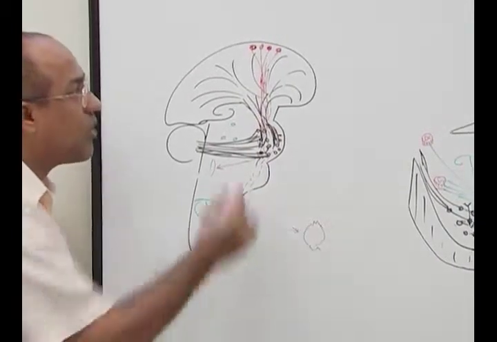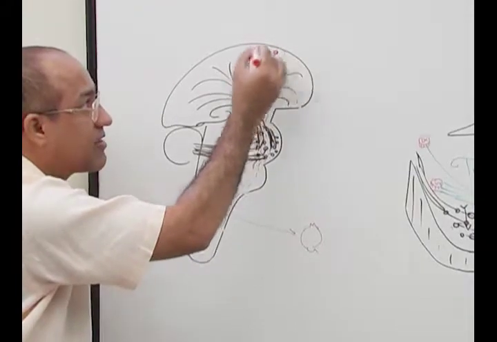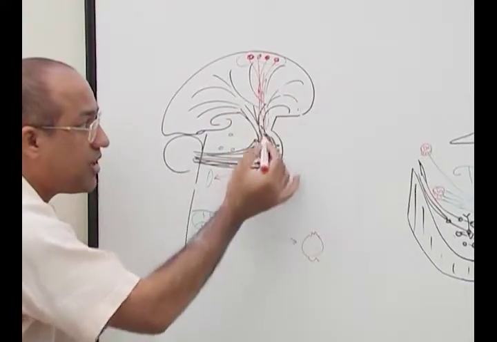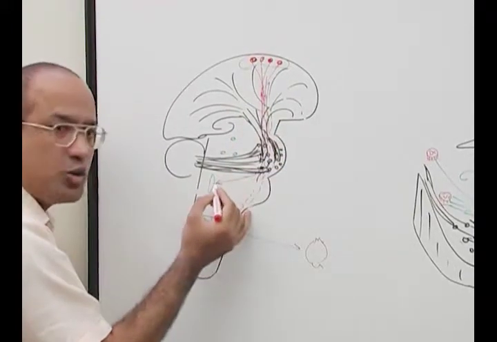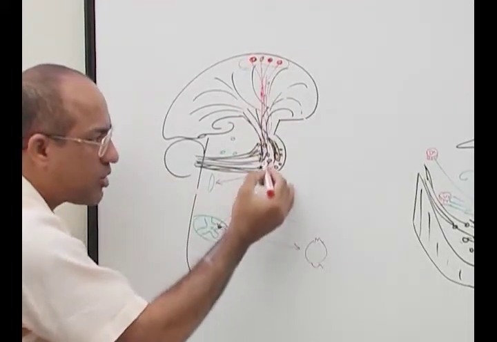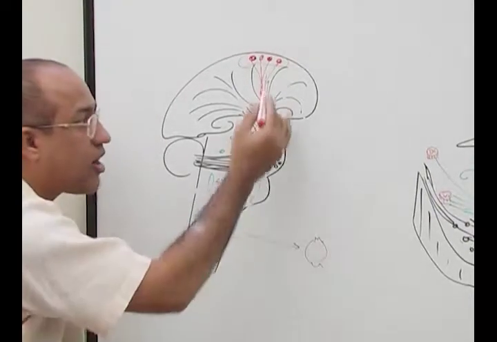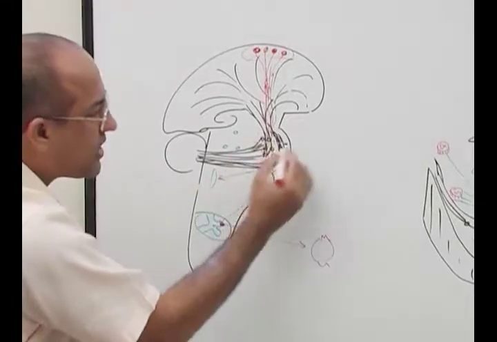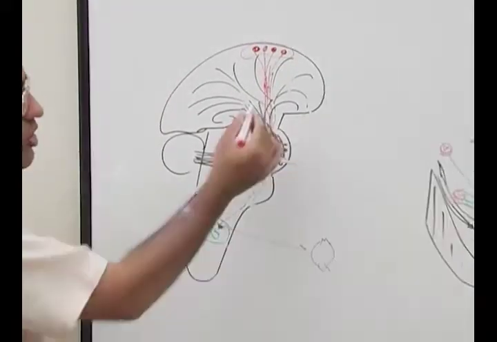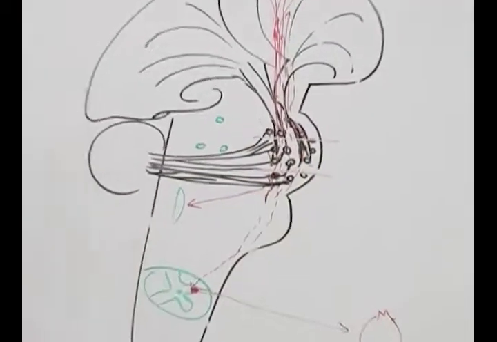Is that right? Now, these fibers which are coming down from the cortex and terminating on the motor nuclei of the brainstem are called corticonuclear fibers. And other fibers which are going down all the way to the spinal cord and controlling the motor output are called corticospinal fibers. Now you can see in the upper section and lower section of the pons, corticonuclear and corticospinal fibers are passing through the base of the pons.